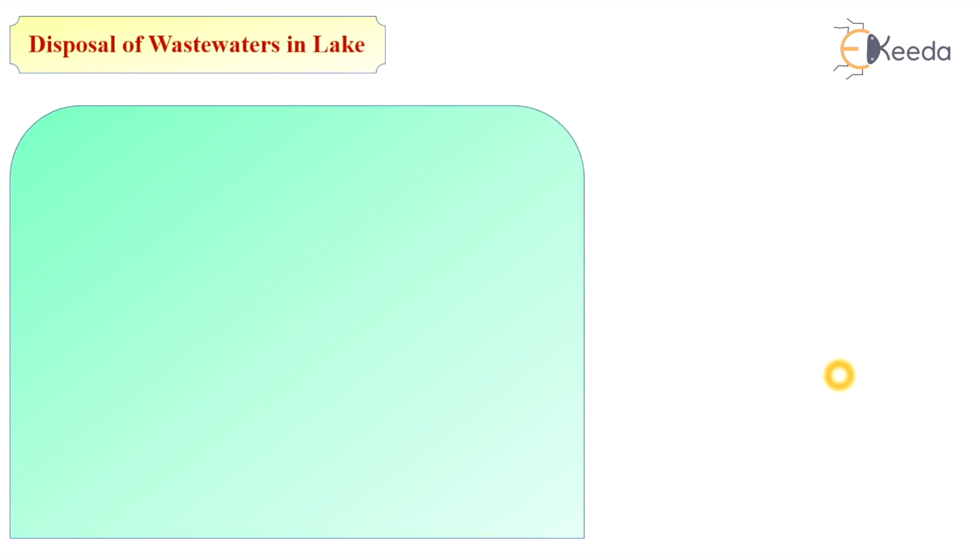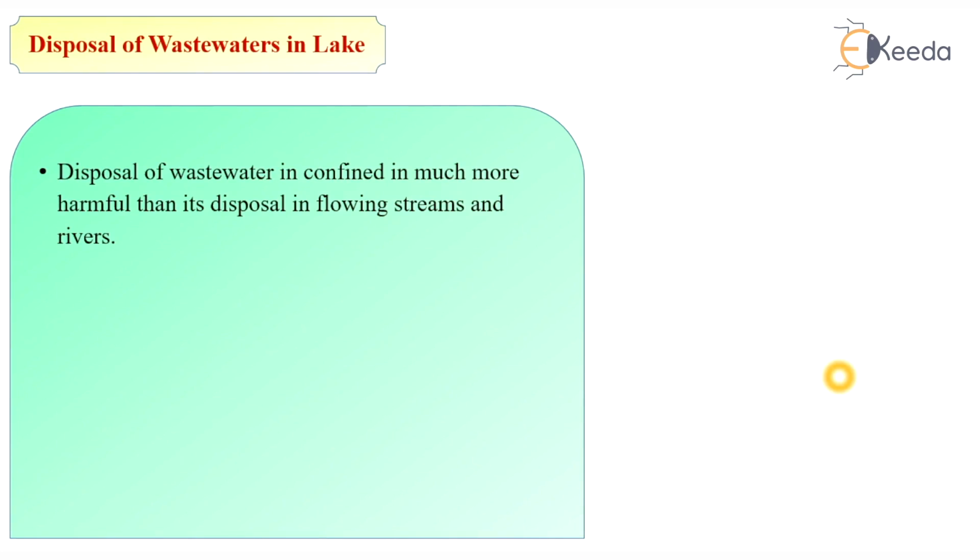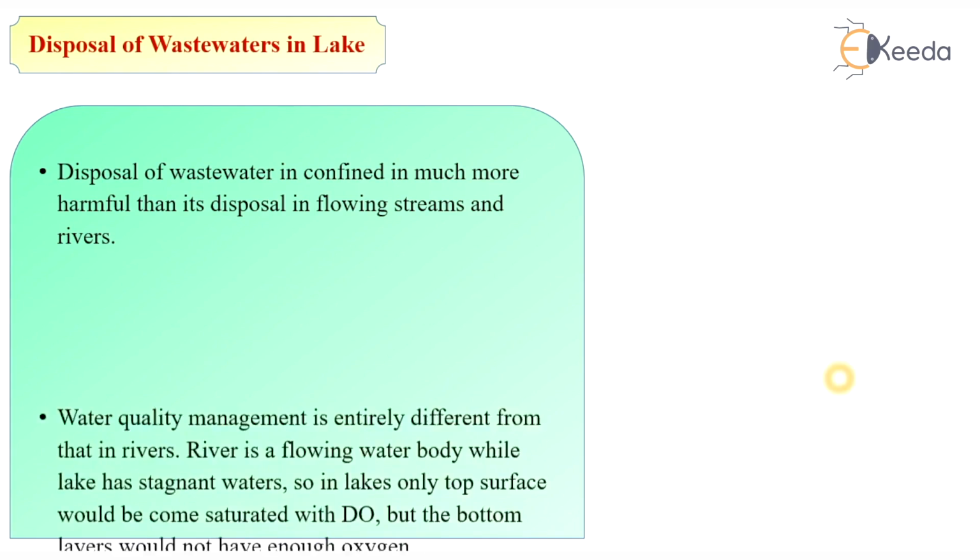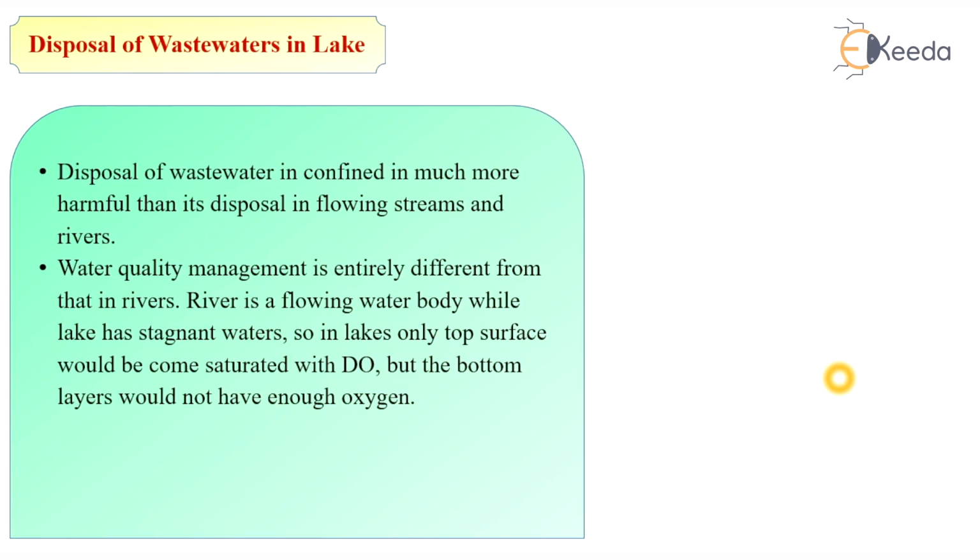So next is disposal of wastewater into lake. Disposal of wastewater in confined water is much more harmful than its disposal in flowing stream and river. Water quality management is entirely different from that in river. The river is a flowing water body while a lake has a stagnant water course.